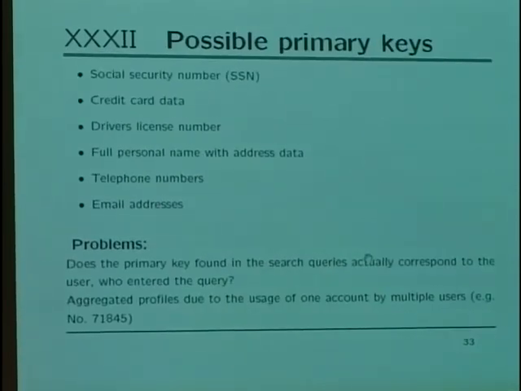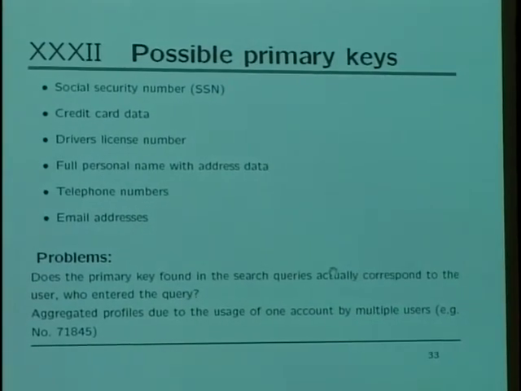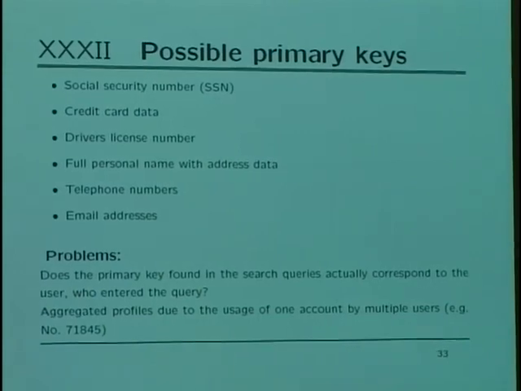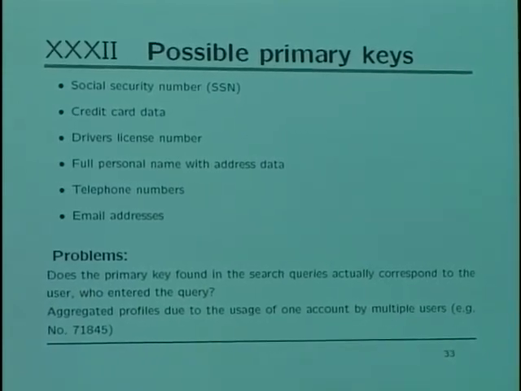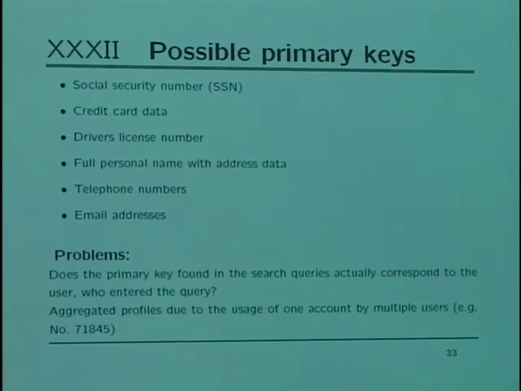Some possible primary keys you could look for are the social security numbers, credit card data, driver's license numbers, maybe full names with address data. You could look for telephone numbers. You could look for email addresses. The problem is that the key found actually correlates to the user who entered the query. This is not for sure. Another problem is if one account is used by multiple users, this results in some aggregated profiles where you find multiple keys in one query set. So this is also a problem.